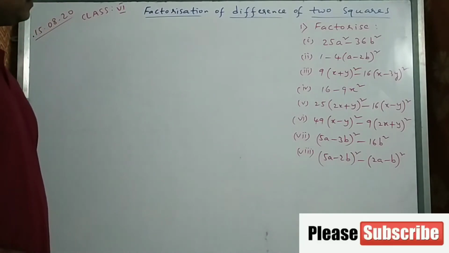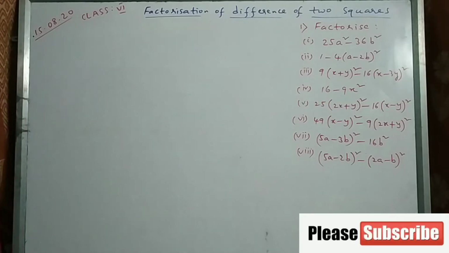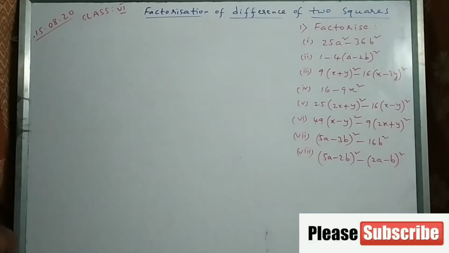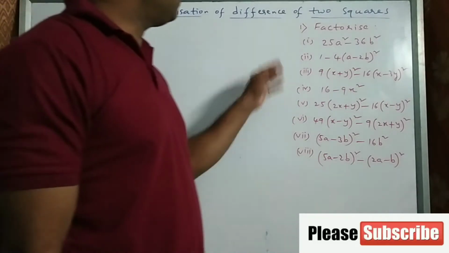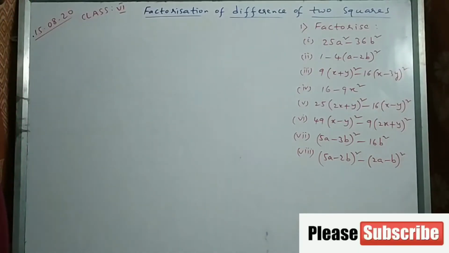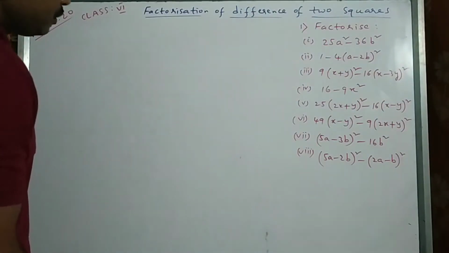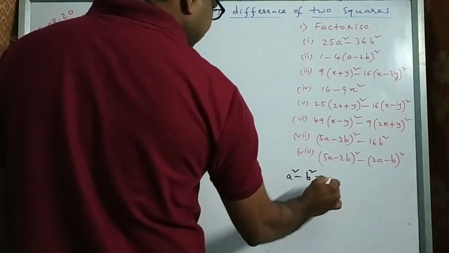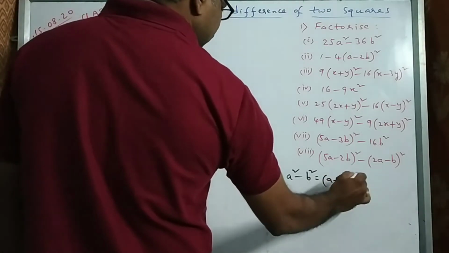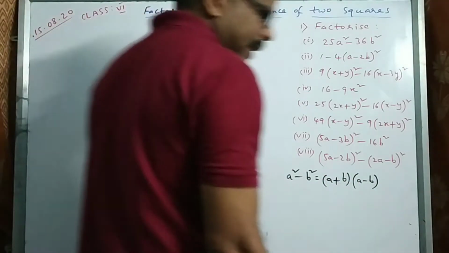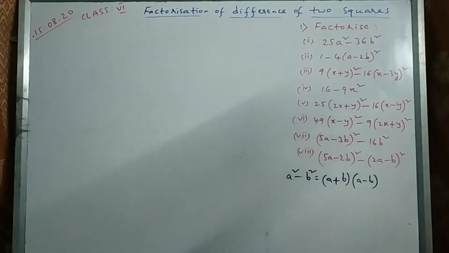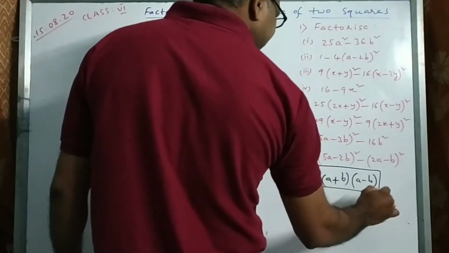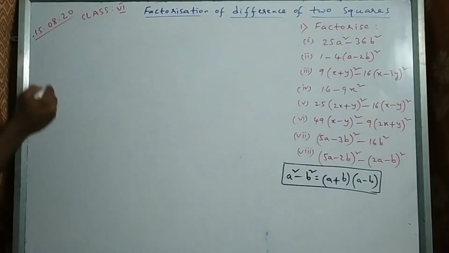Yesterday we have seen the factorization of algebraic expressions. Today we will see the factorization of difference of two perfect squares. Here we are going to use one formula. You remember this formula: a square minus b square is equal to a plus b into a minus b. What is the formula for a plus b into a minus b? A square minus b square. So that we are going to use.